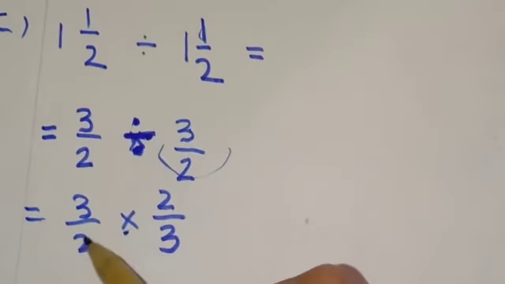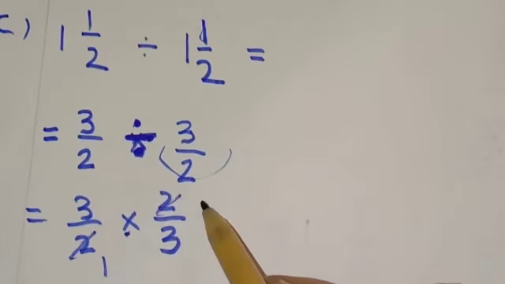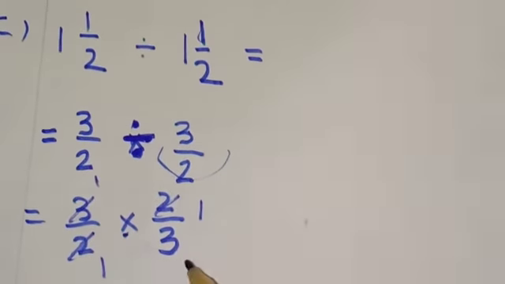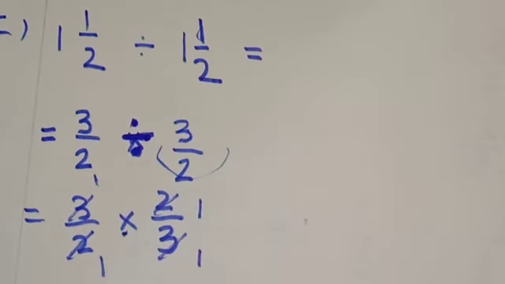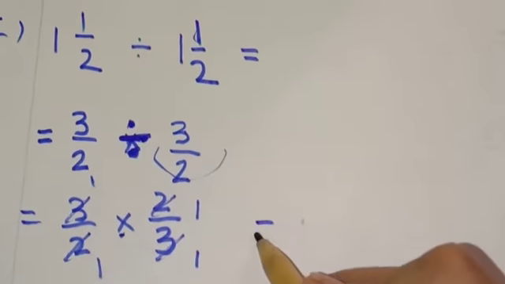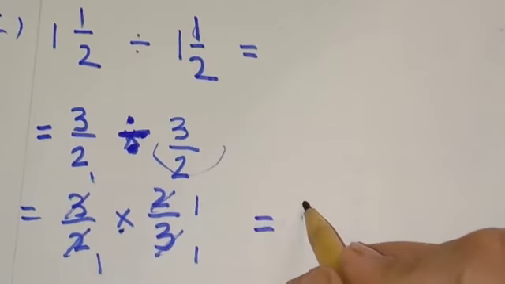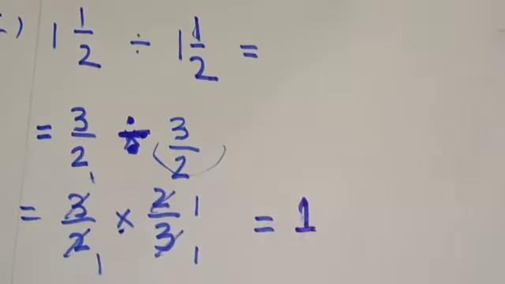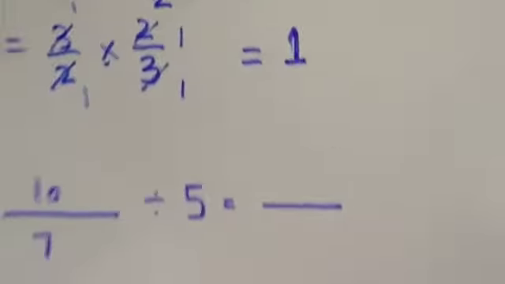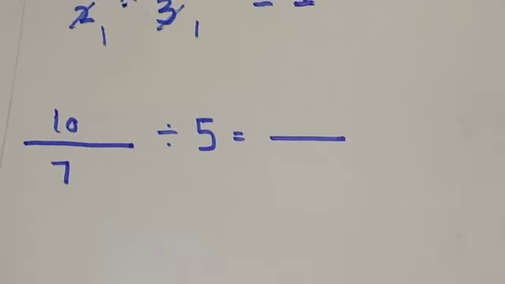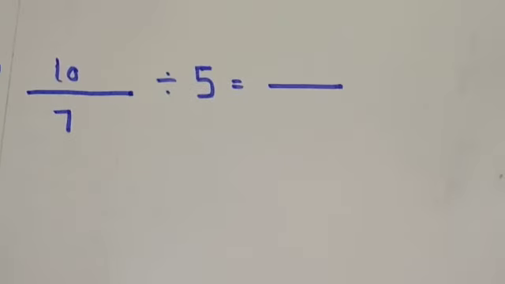Now simply you can see that 2 ones are 2, 2 ones are 2, 3 ones are 3, 3 ones are 3. So 1 ones are 1. 1 is our answer. Now D part: 10 over 7 divided by 5.